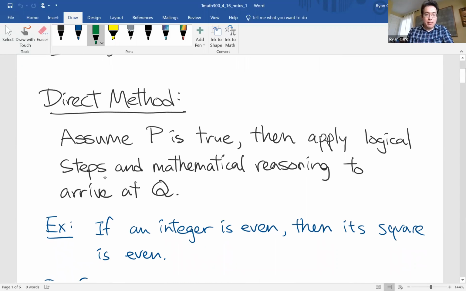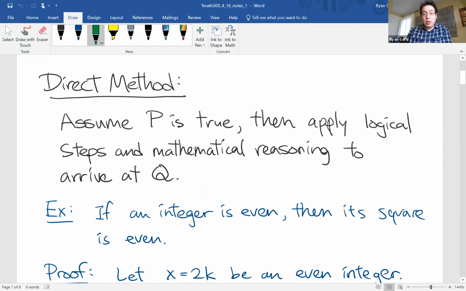The direct method is when you want to prove something like this, you first assume the hypothesis is given to you. So P is true, so you could start that as a given situation, and then you use either the definition of P or maybe an equation given by P, and you manipulate it and see if you can do some mathematical deduction to arrive at the conclusion Q, or check the definition of Q.